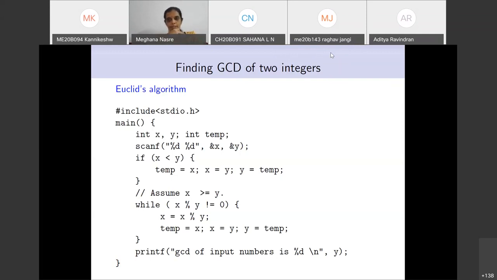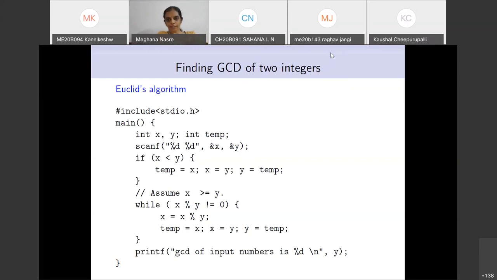Okay, I see two answers, but okay, a few more. I'll wait for about 30 seconds and then. Okay. Okay, so there are some answers, not many have participated, but fine.